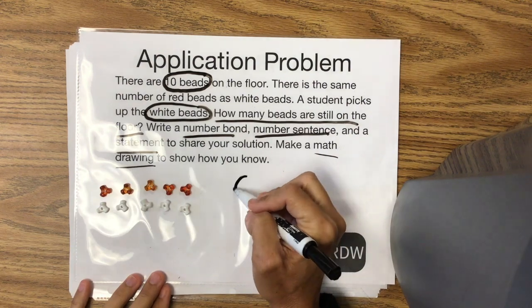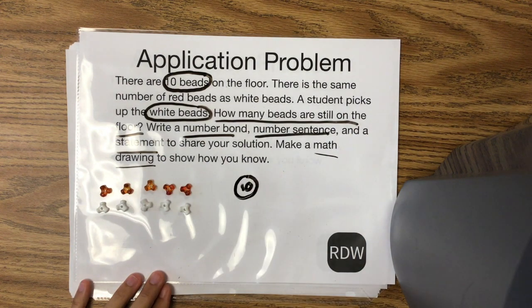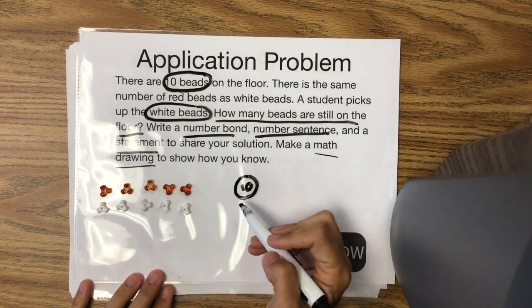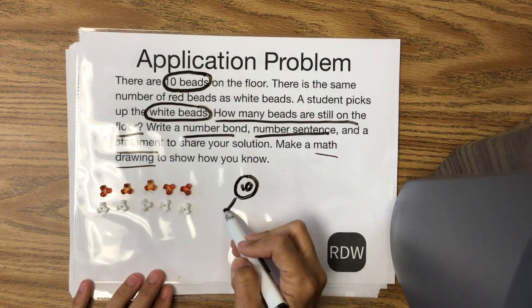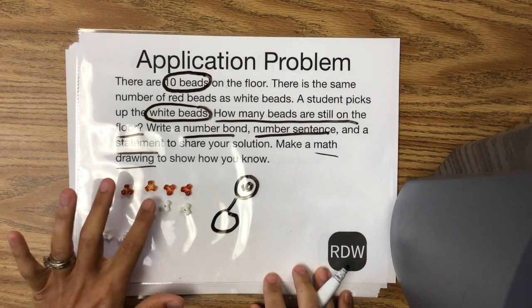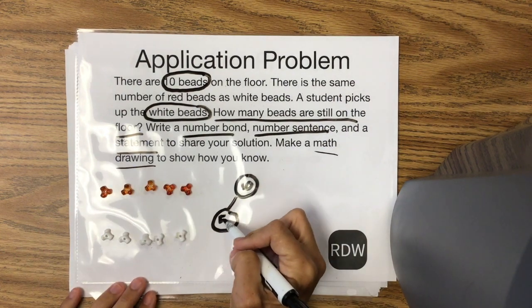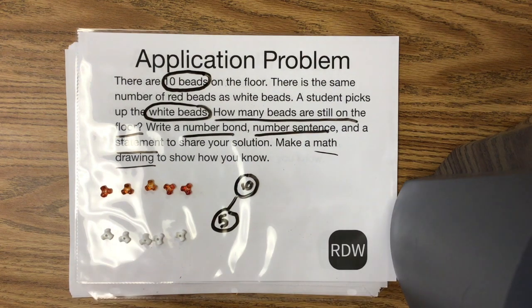So let's go ahead and start forming our number bond. So we have our 10 beads. And then it tells us the student picked up only the white beads. So let's see how many white beads that student would have picked up. 1, 2, 3, 4, 5. So we'll add that to our number bond. And then the question asks, how many beads are still on the floor?